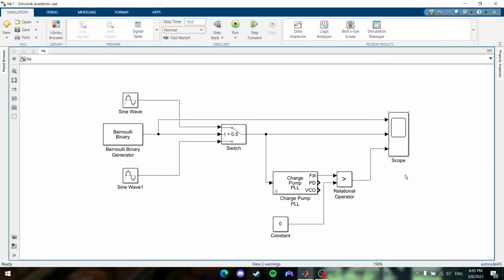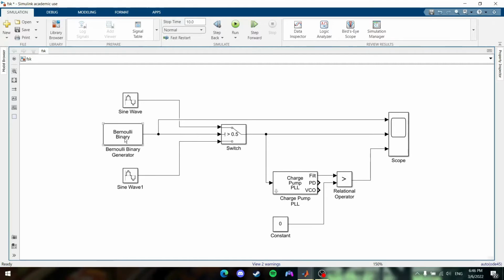As we can see here, this is the design block for FSK modulation and demodulation. The blocks that I use are Bernoulli binary generator, sine waves, switch, charge pump PLL, relational operator, constant, and scope. Each of these blocks here has their own purpose.